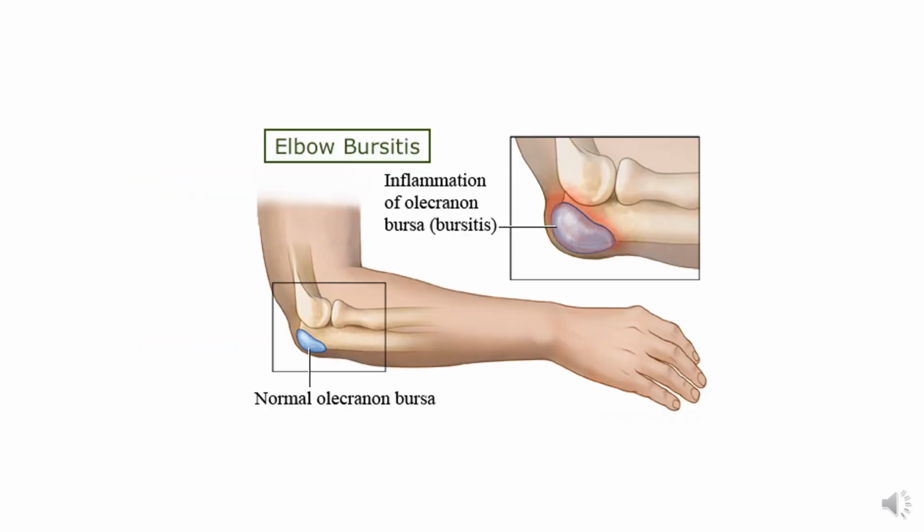So this is the normal bursa. You can see here the normal olecranon bursa, and shown here is the inflammation of the olecranon bursa, known as bursitis.